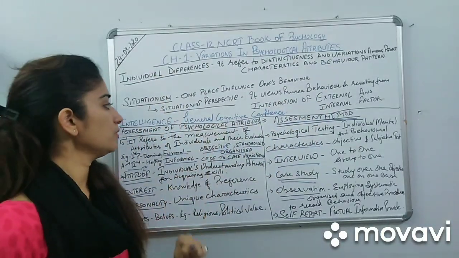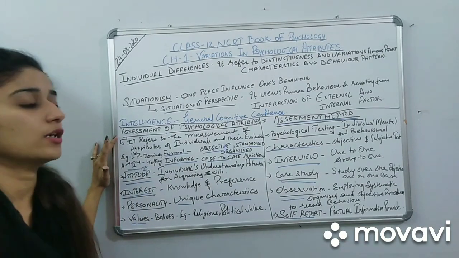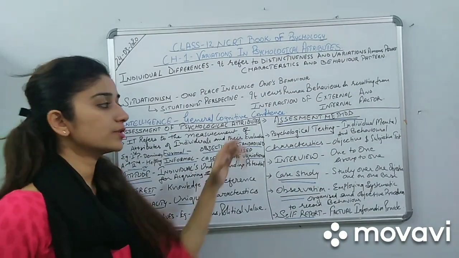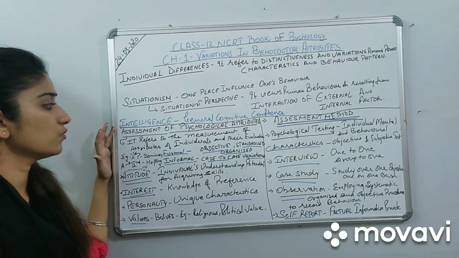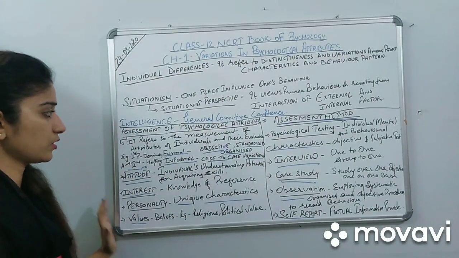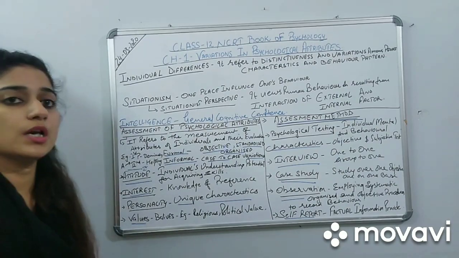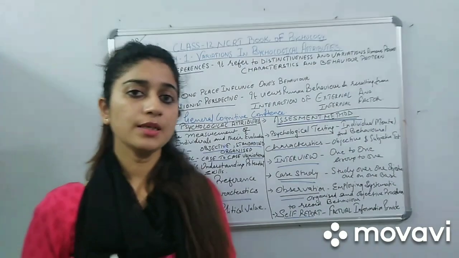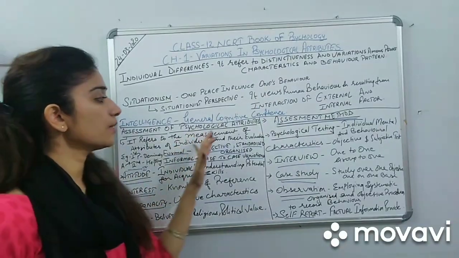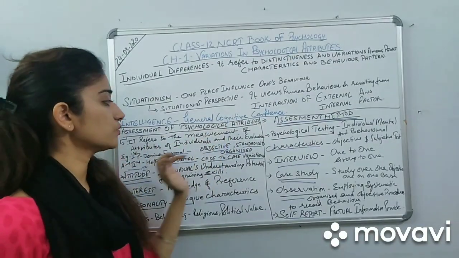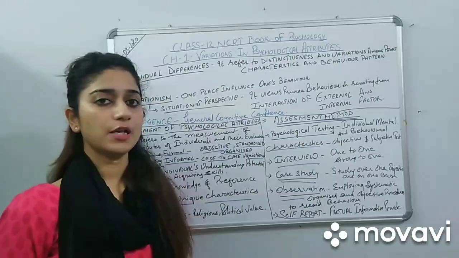Now moving further, for the assessment of psychological attributes, the most important thing we need to know is that there are some factors. Before that, what do we understand by the term assessment? We should be very aware of it. It refers to the measurement of the attributes of an individual and their evaluation.